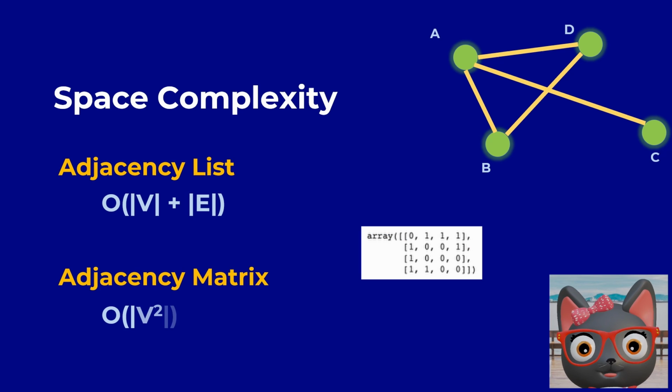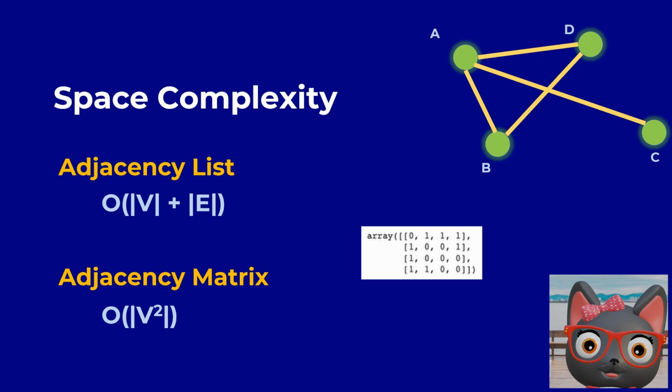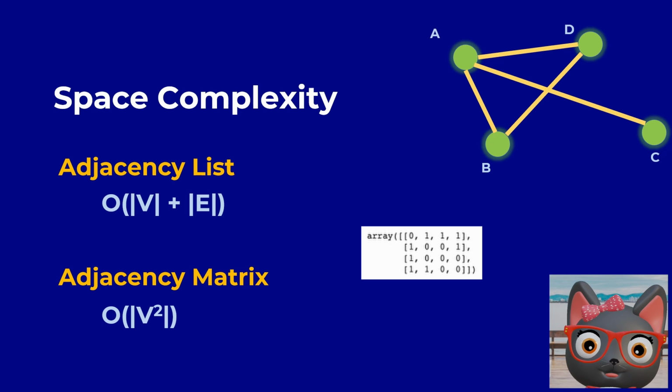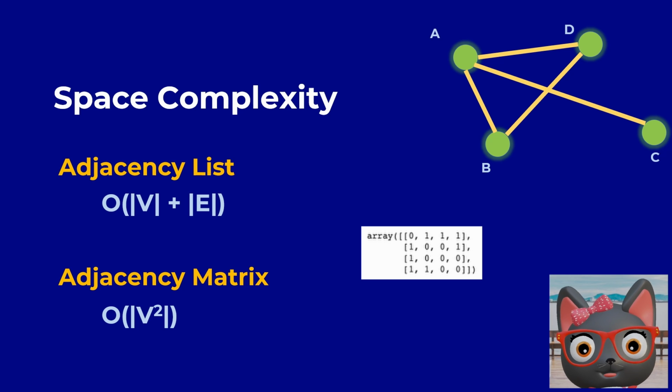Our adjacency matrix is a square matrix where the number of rows and the number of columns is equal to the number of vertices. So that's O of number of vertices times the number of vertices, or number of vertices squared.